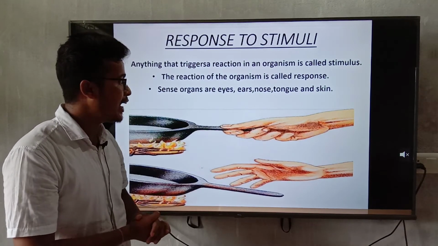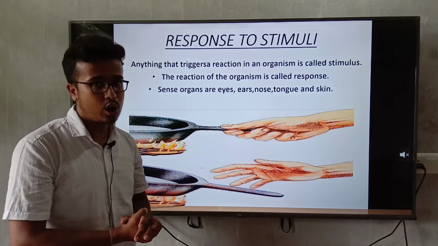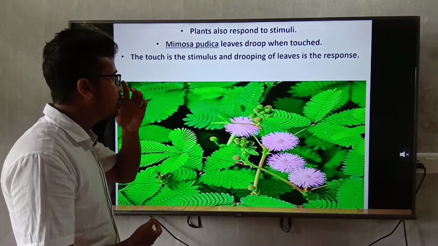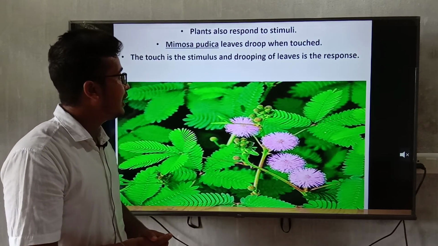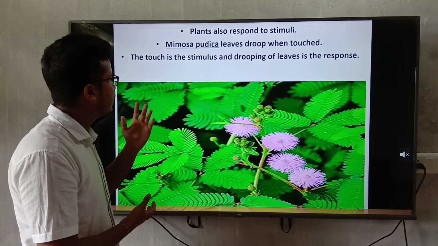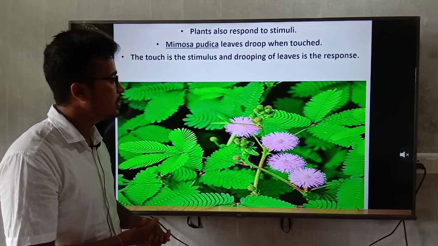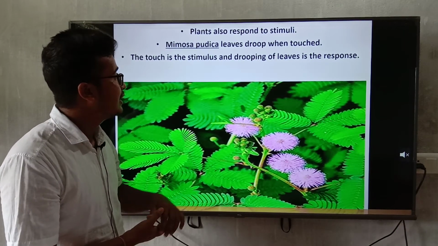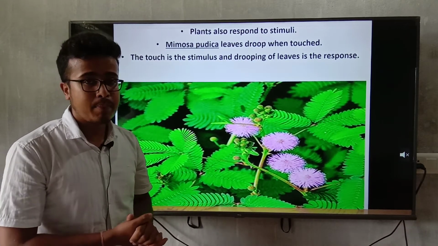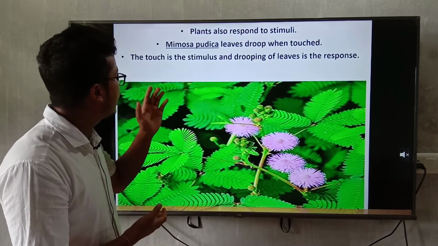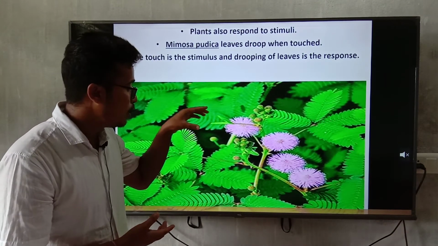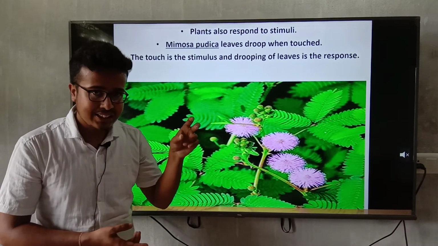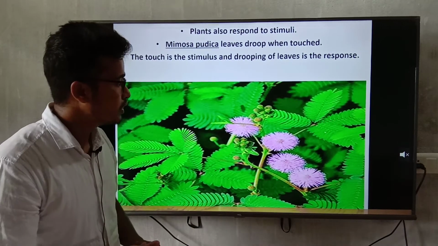Our sense organs are eyes, ears, nose, tongue and skin. Plants also respond to stimuli. Mimosa pudica leaves droop when touched. The touch is the stimulus and the drooping of leaves is the response. So that is the touch-me-not plant. When we touch that plant, it will bend. The touch is the stimulus, and the leaves bending is their response. Is that clear?